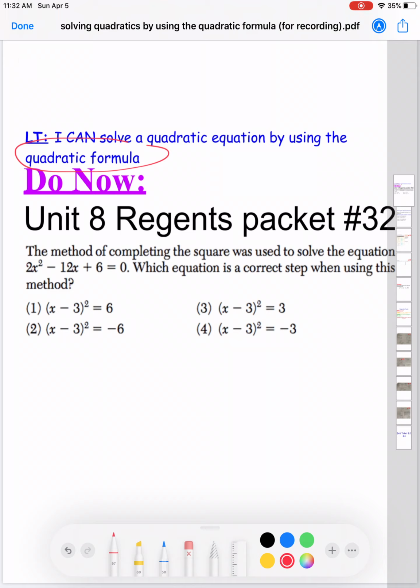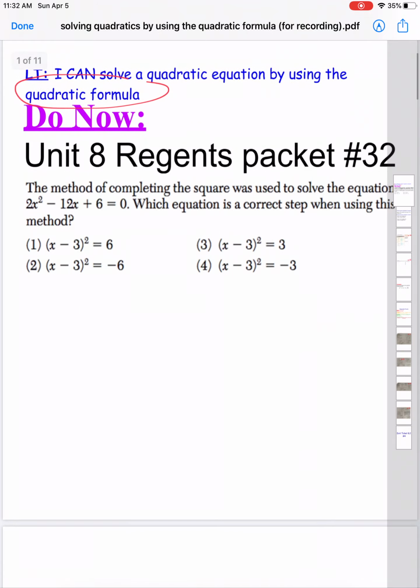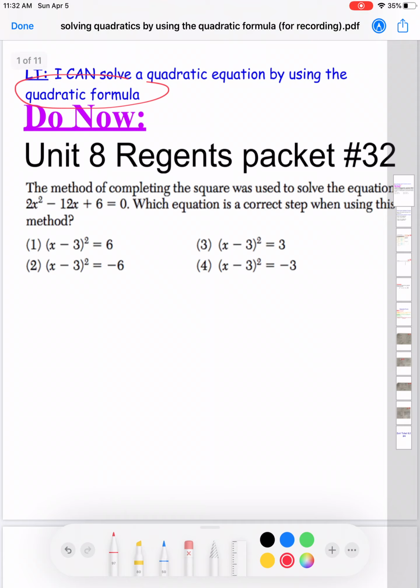Just to review our last lesson, I'm going to be doing number 32 from your Unit 8 Regents packet as our do now. So the question says, the method of completing the square was used to solve the equation 2x squared minus 12x plus 6. Which equation is a correct step when using this method? So again, they're telling us that they want us to complete the square, but we don't actually have to solve the whole thing because it just says which is a correct step.